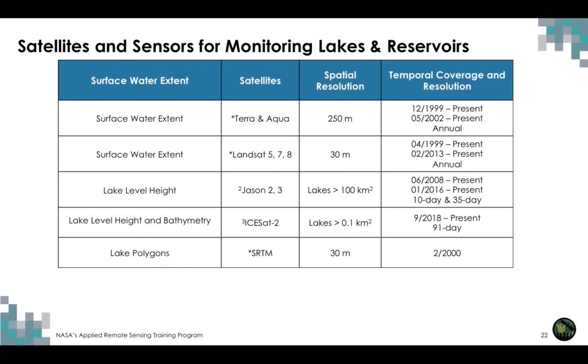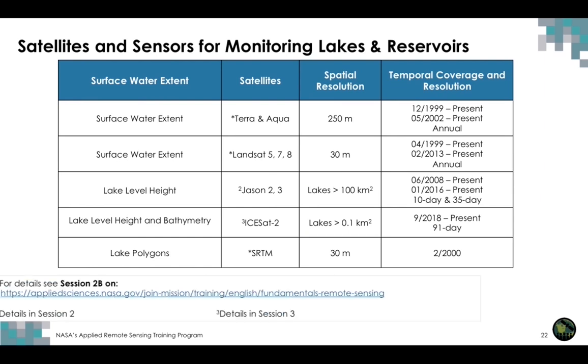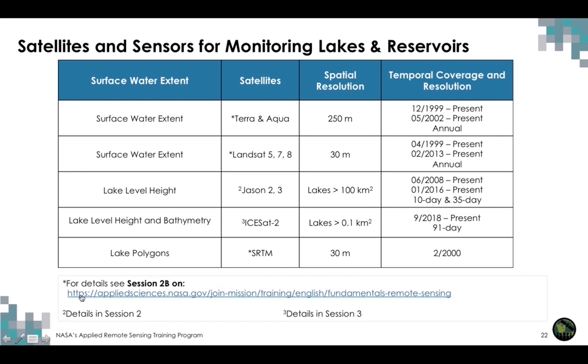As again shown here, for these satellites and sensors, ARSET has a Fundamentals of Remote Sensing webinar part 2b, which describes Terra, Aqua, Landsat and SRTM in detail. So we recommend that you review that for more information. In week 2, we will talk about Jason 2 and 3, and in week 3, we'll talk about ICESat-2. But for now, let's just look at what kind of spatial and temporal coverage and resolutions are available from these data sets for lake parameters.